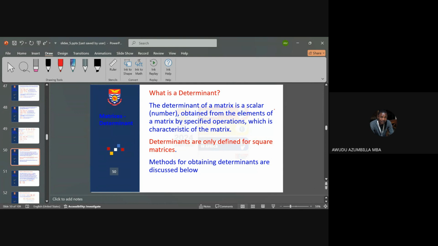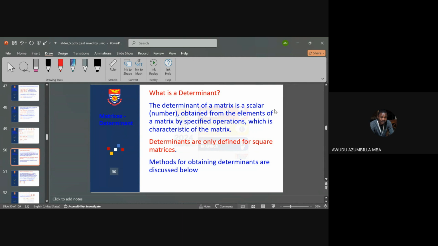Okay, so let's see if we can finish the determinant, then we can close from there. So let's look at what a determinant is. The determinant of a matrix is a scalar number, and it is obtained from the elements of the matrix by specifying operations which characterize the matrix.